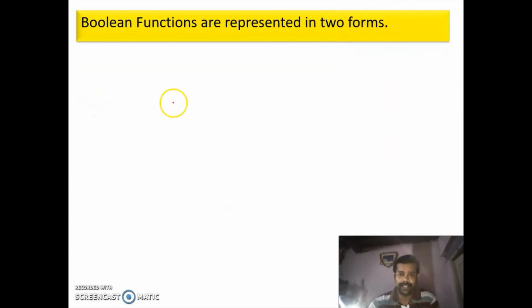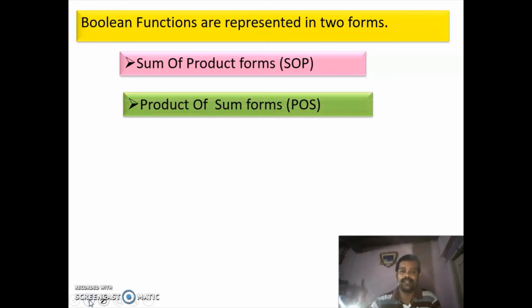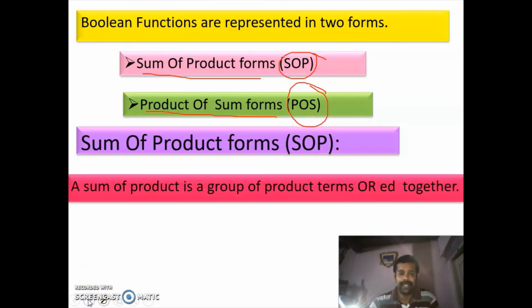Now, Boolean functions are represented in two forms. One is sum of products form and the second one is product of sum form. Simply we will be calling them SOP and POS. SOP is sum of product form and POS is product of sum form. First we can see sum of product form.